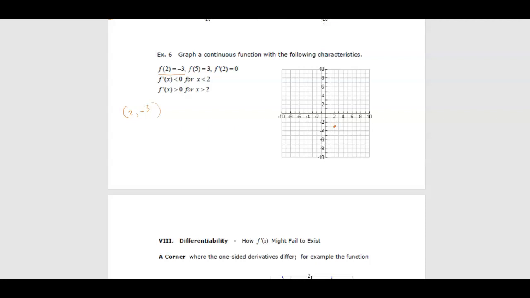f of 5, oh yeah, I did 2, negative 3. f of 5 is 3, so I get the point 5, 3 on the graph. That looks like 3 right there. And f prime of 2 is 0. This means I have a turnaround there. Whatever's going on here, I'm turning around. Am I turning around like this, or am I turning around like that? I don't know yet until I look at this.